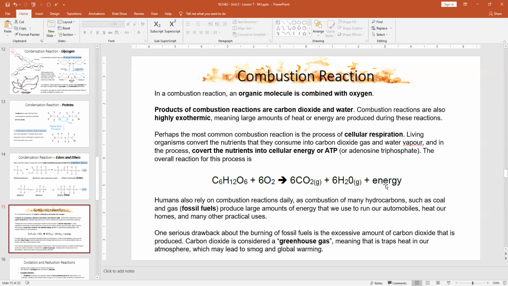But as you can already imagine, the drawback to burning fossil fuels is that it results in excessive amounts of carbon dioxide. And carbon dioxide is a greenhouse gas, meaning that once it goes into the atmosphere, it traps heat in our atmosphere and leads to smog and global warming, and ultimately to climate change.